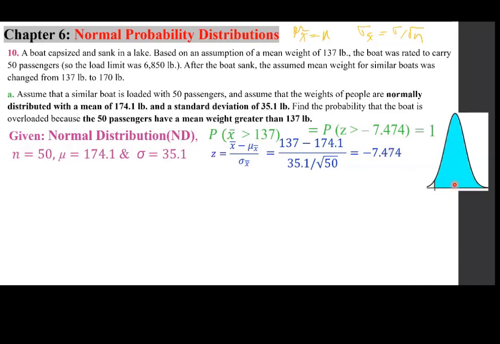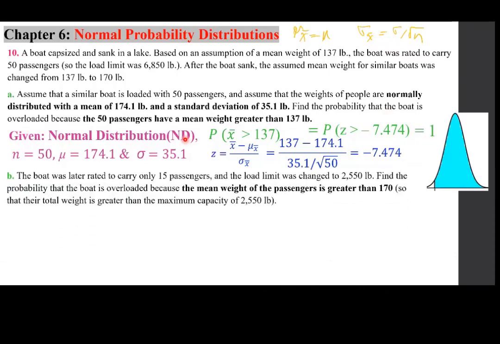Because again, if you start from the mean and go 3 standard deviations on each side, it covers 99.7%. You don't even have to look up the table. Negative 7.474 all the way to infinity, that is 1 or 100%. So 100% chance that it is overloaded.